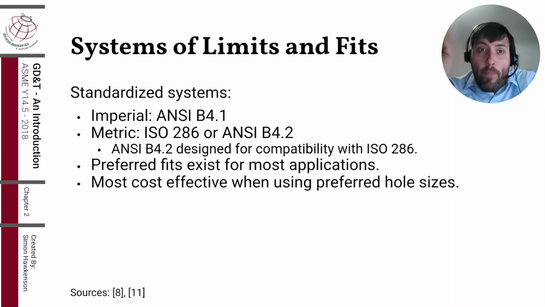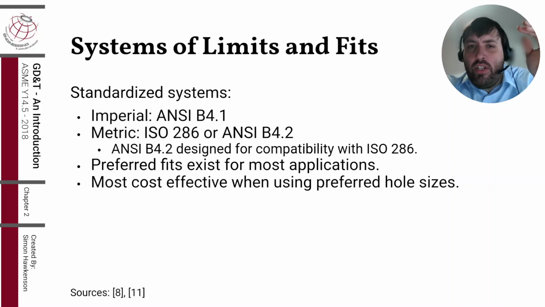There are 2 main systems. Well, actually there are 3 technically, but at least in North America, and worldwide actually, one of the 3 is really just a copy of the other. The 2 main ones are ANSI B4.1 for imperial, so inches, and ISO 286 for metric. The other metric one is ANSI B4.2, but that is the copy. That one is a very similar copy to ISO 286. They're not exactly the same, but they're very compatible.